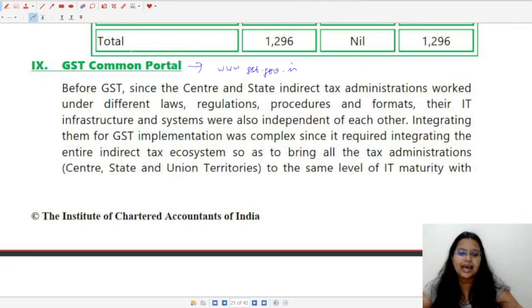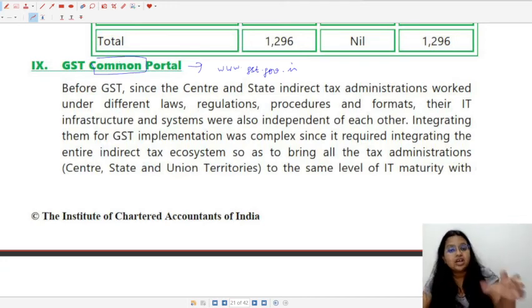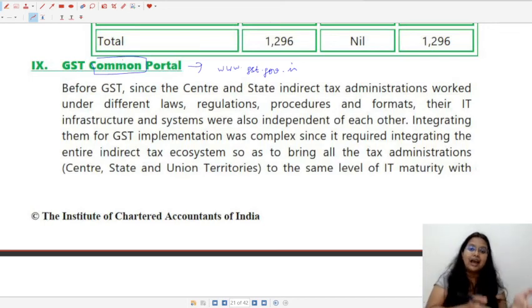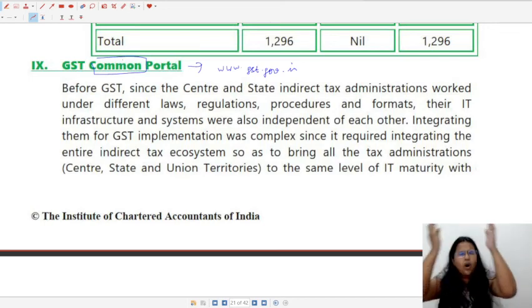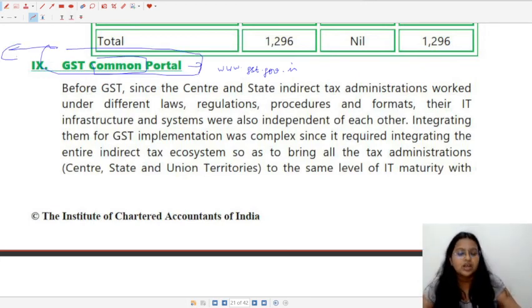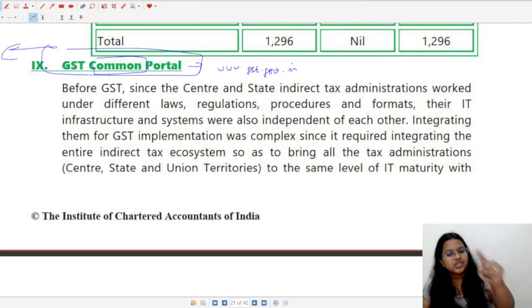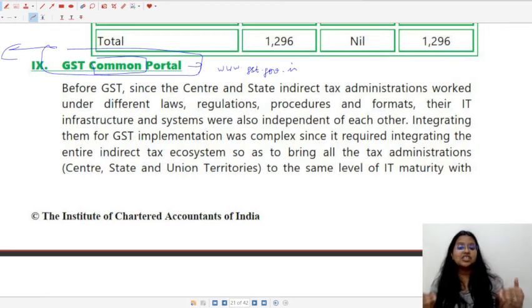Now students, as it is specified that it is a common portal, why is it known as a common portal? Because even we, even government, even bankers, even tax authorities, all the persons are using this GST common portal only. If we are applying for GST registration, we are using this portal. If the officer is granting us the GST registration, they are using the same portal. If banks are doing any work for GST, they are using the same portal. Government is even using the same portal. That's why it is known as the GST common portal.